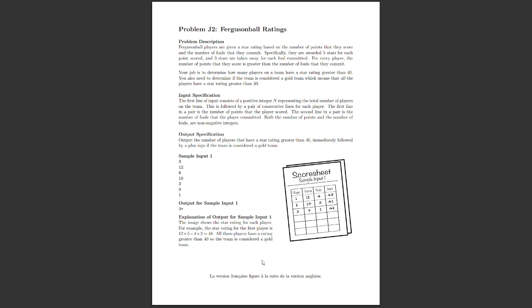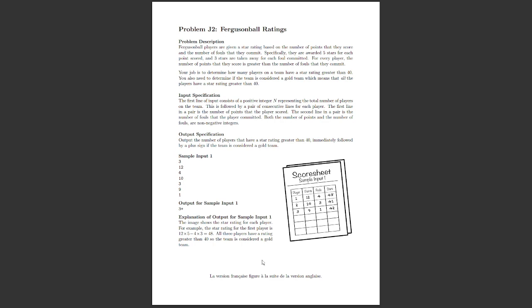All right. The input specification now. The first line of input consists of a positive integer n, representing the number of players on a team. This is followed by a pair of consecutive lines for each player. The first line in a pair is the number of points that the player scored. The second line in the pair is the number of fouls that the player committed. Both the number of points and the number of fouls are non-negative integers. All right, that's good to know.